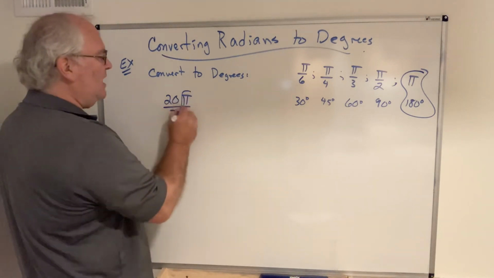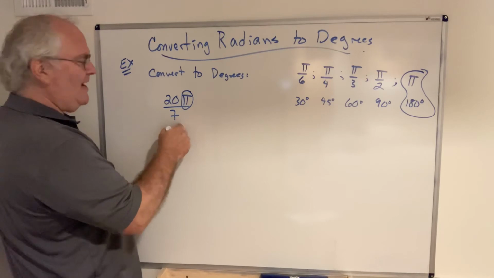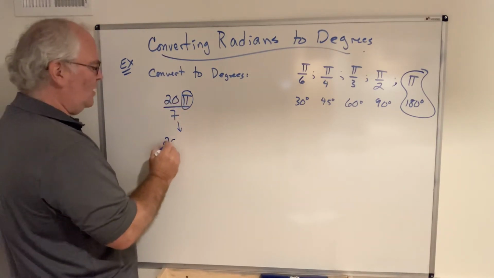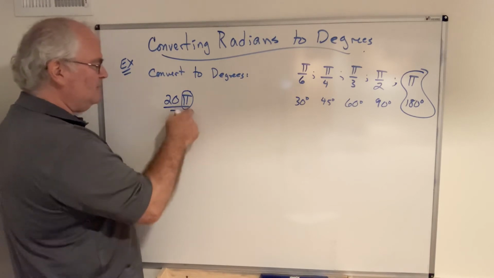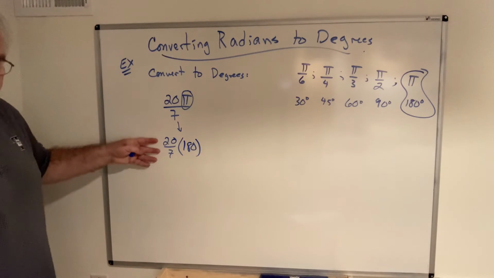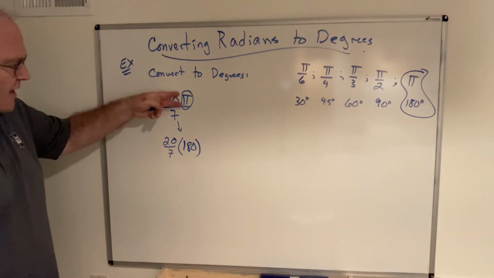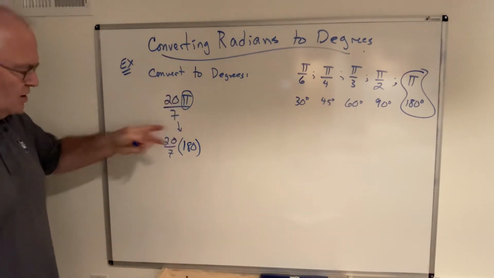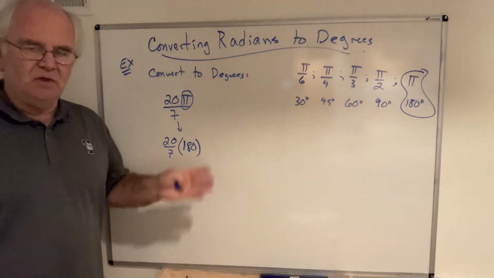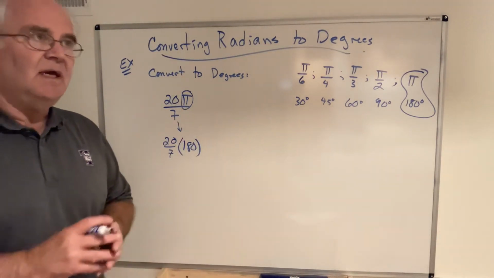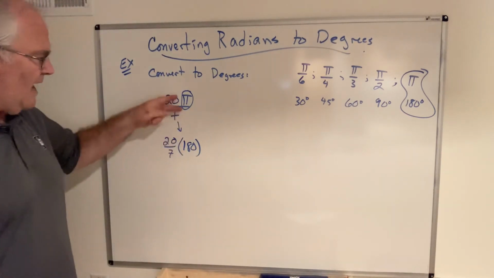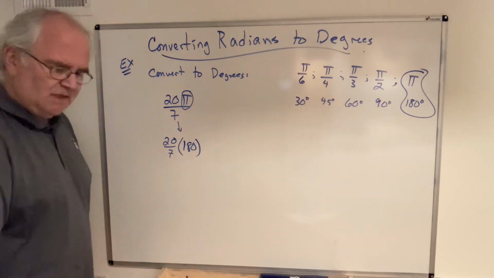We know that this much corresponds to 180. So 20 times pi over 7 corresponds to 20 over 7 times that much, which is 180. So at the very, very least, you can always translate pi as corresponding to 180. And if you don't know that pi radians corresponds to 180 degrees, it's time to just find a different major, because that's going to be absolutely fundamental. So the rest of this is straightforward.